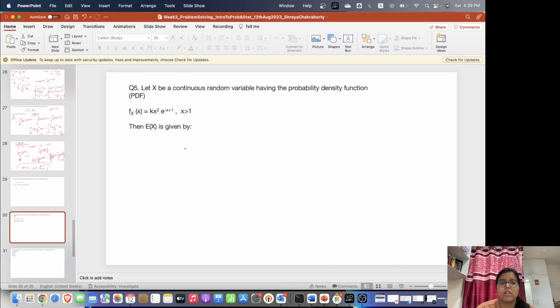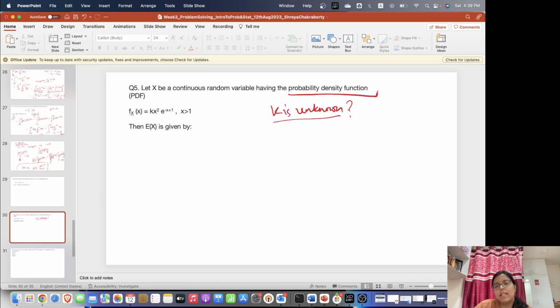Okay, let us try this out. Here we have x as a continuous random variable and they've given that the probability density is this. Then how can we find out the expectation of x? Now here k is unknown, so how will we find out k?